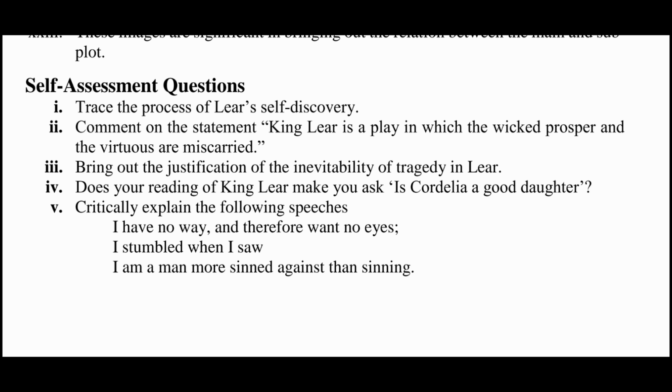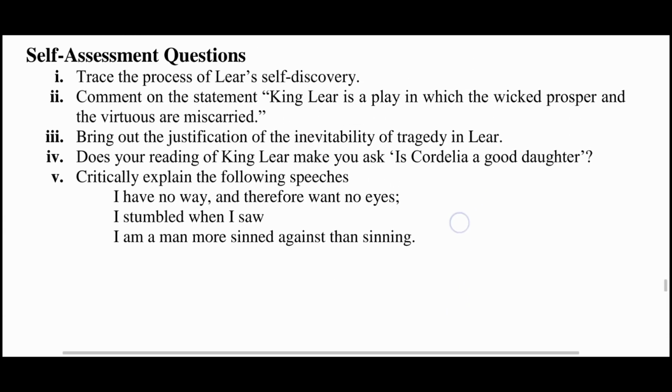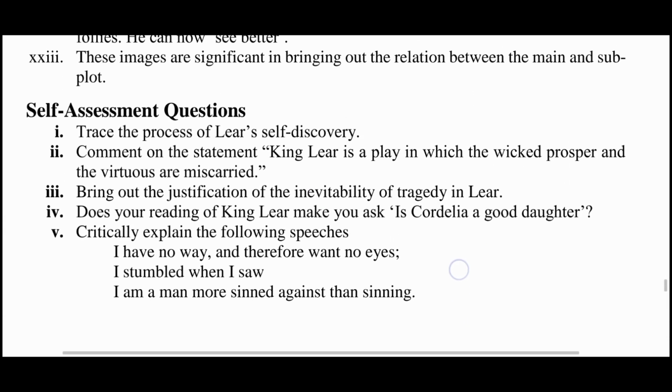Point number 5, critically explain the following speeches. I have no way and therefore want no eyes. I stumbled when I saw. I am a man more sinned against than sinning. So these were particularly the important aspects of the self-assessment for the students.